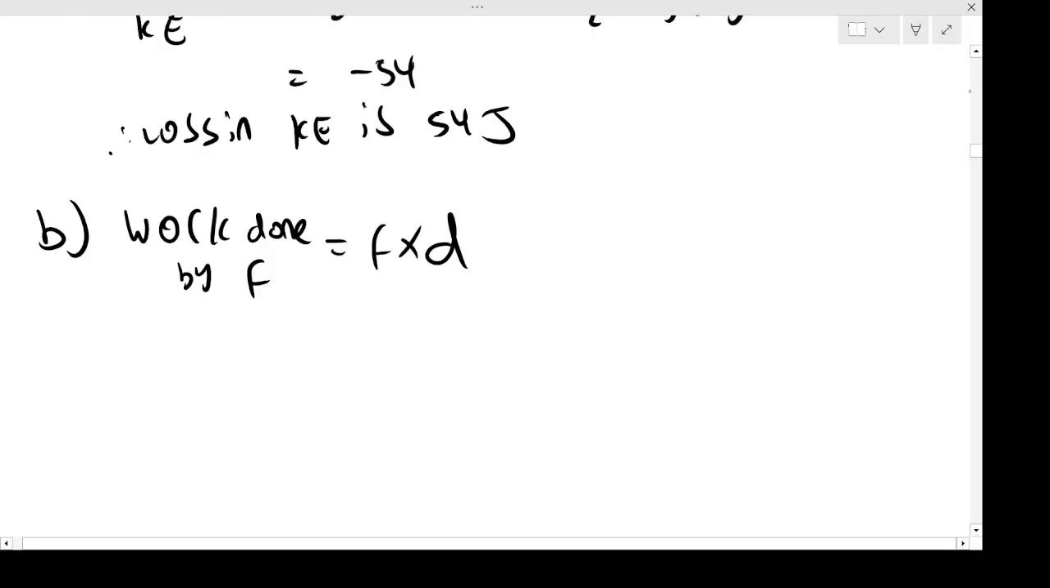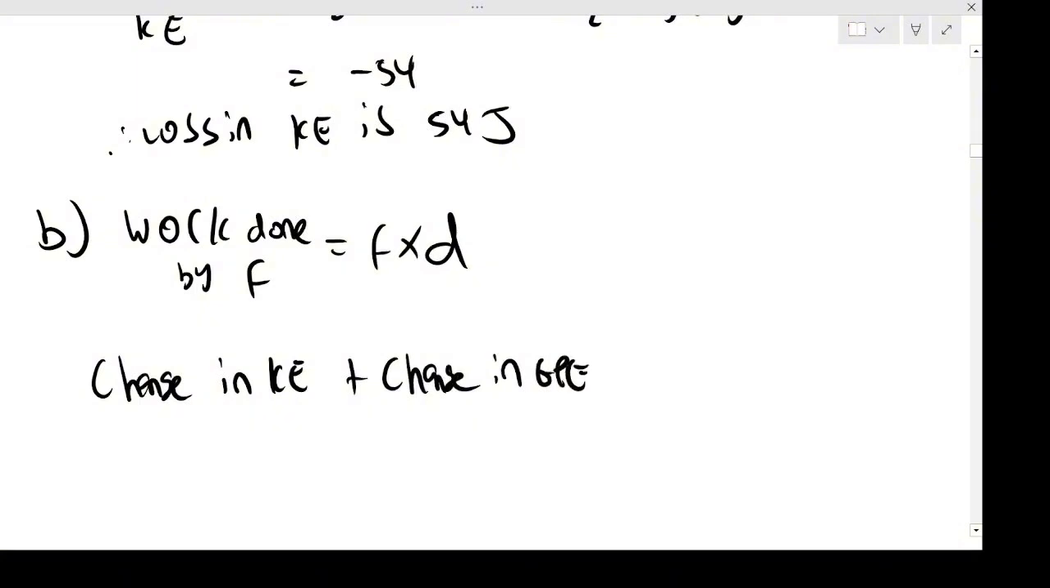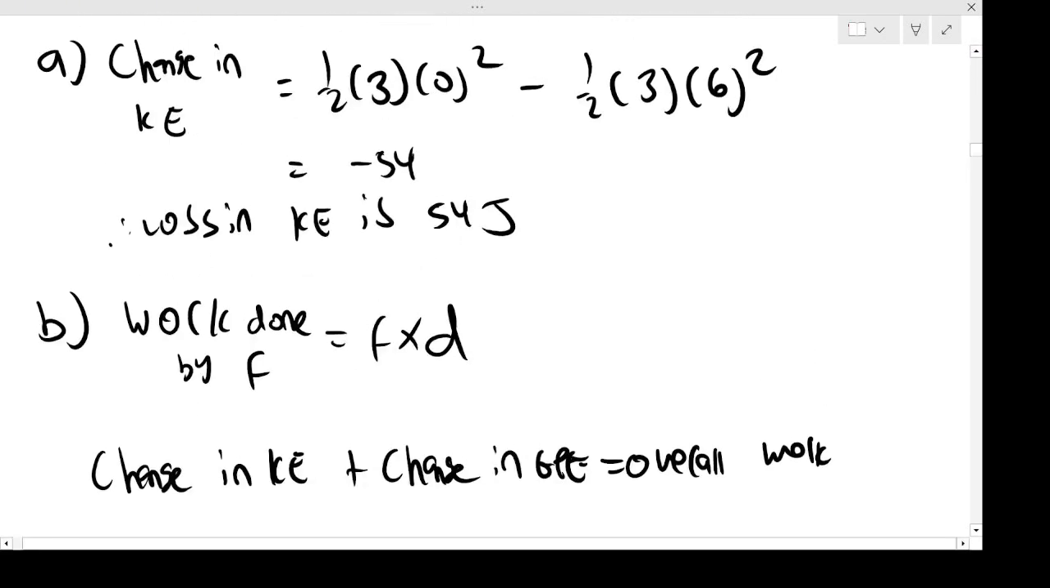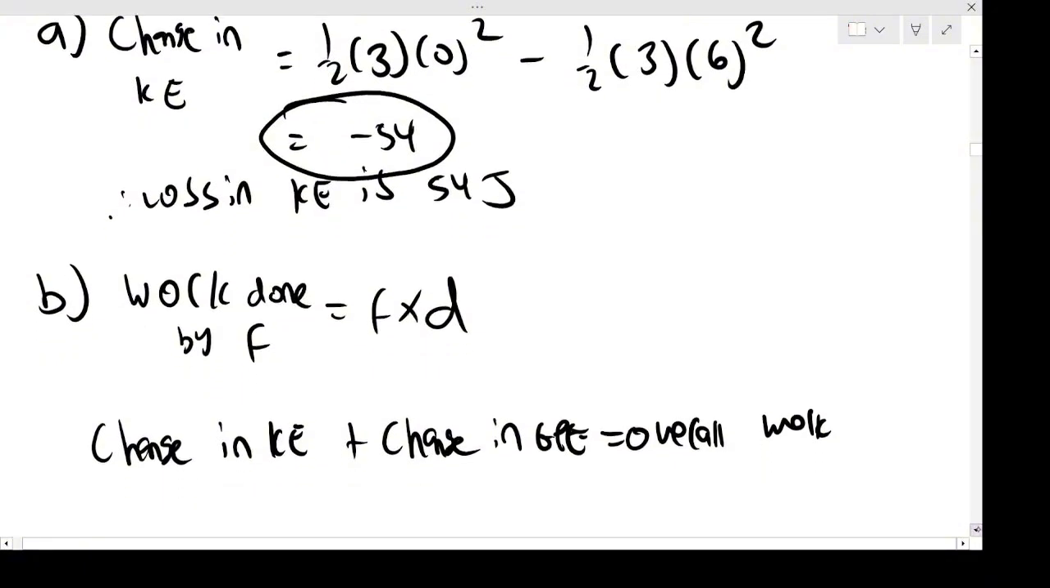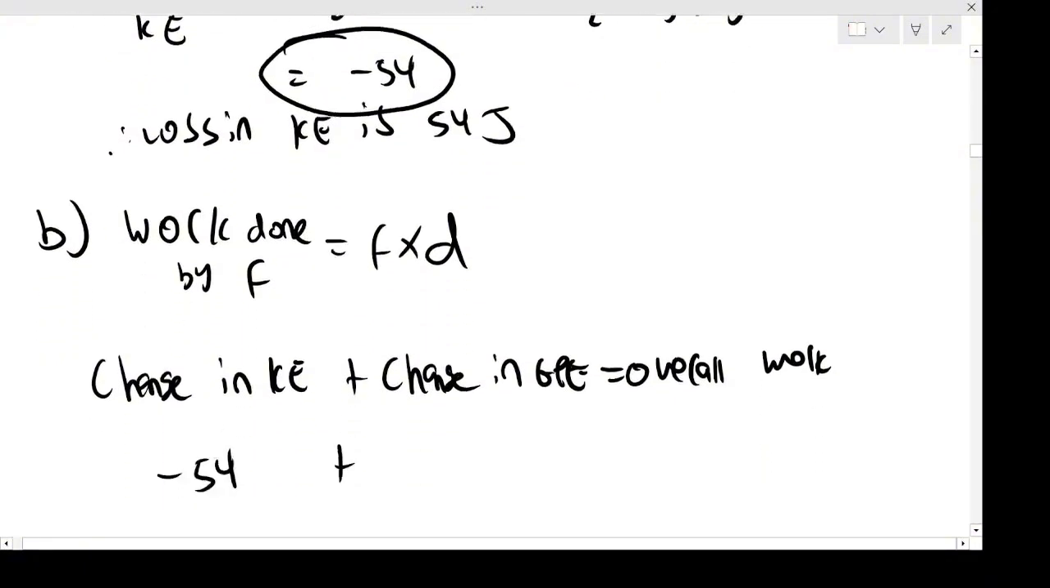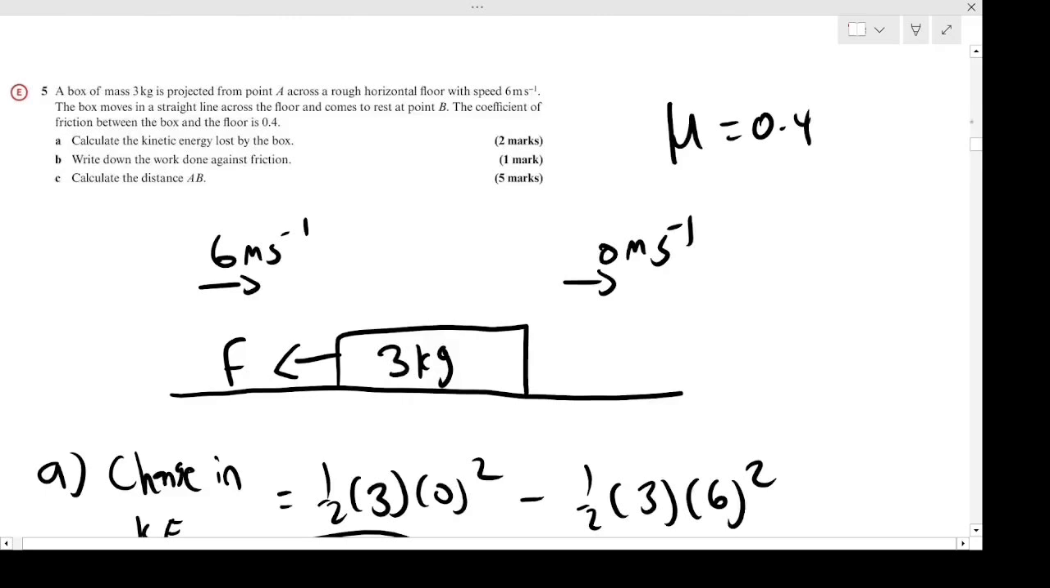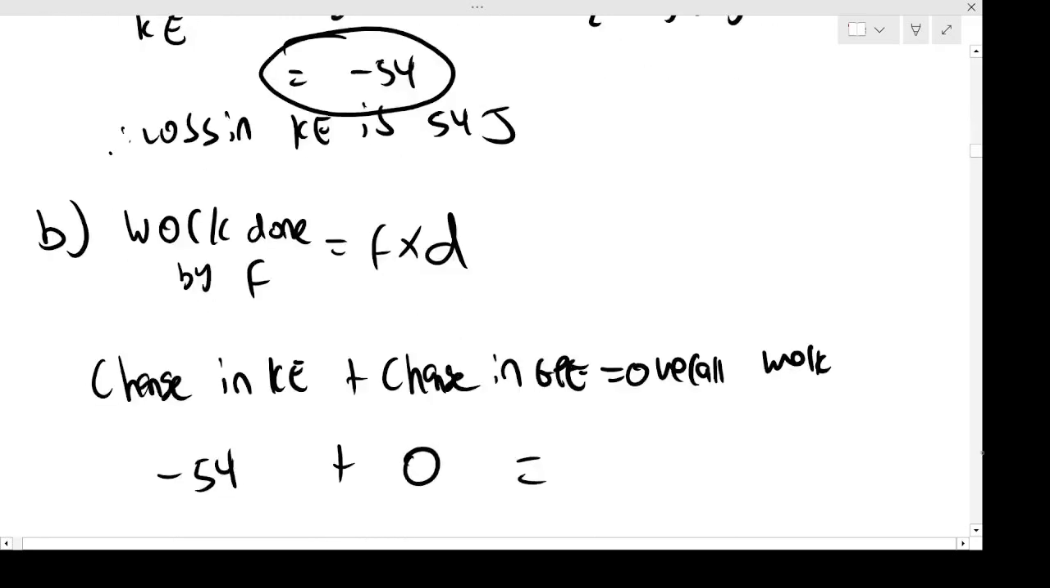So to work out the work done, we then need to consider the work energy principle instead. So again, the work energy principle is that the changes in both the kinetic and the GPE has to equal the overall work. Well, of course, the change in kinetic energy, again, it's minus 54. The change is negative, okay, negative 54. And then obviously there's no GPE here because it's always on the floor, so no change there. And that's going to equal the overall work, right?